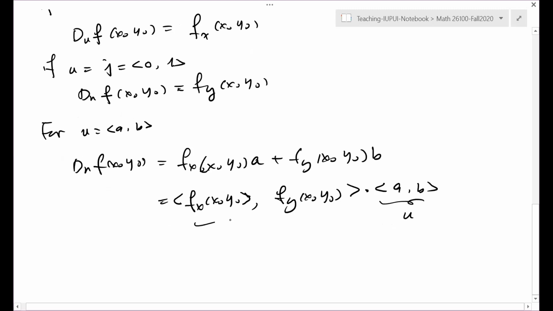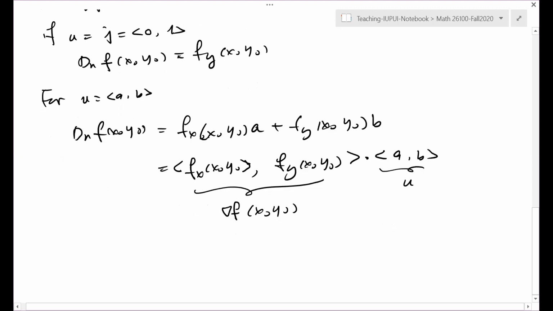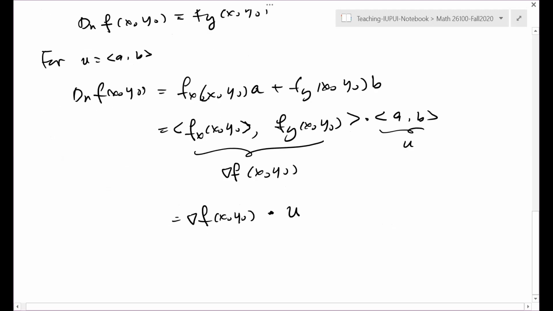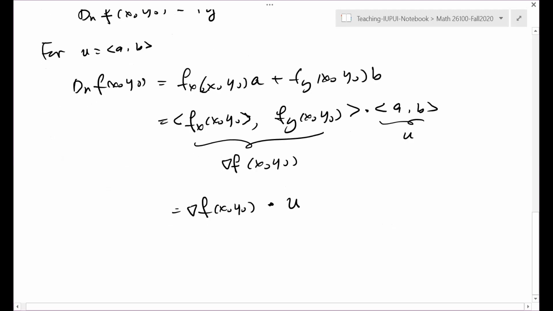We can introduce a notation. This is called the gradient of the function. So this is just equal to the dot product of these two vectors. All you need to do is find this so-called gradient of f at the point.